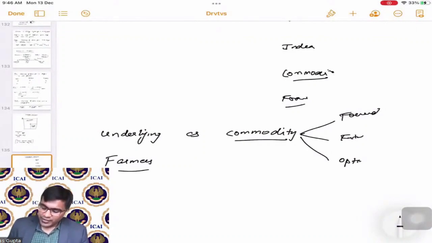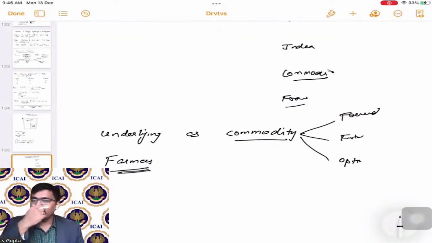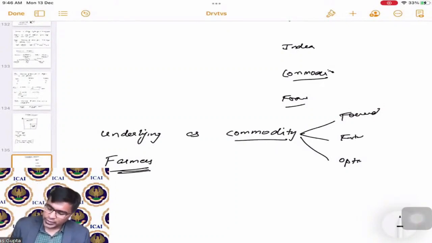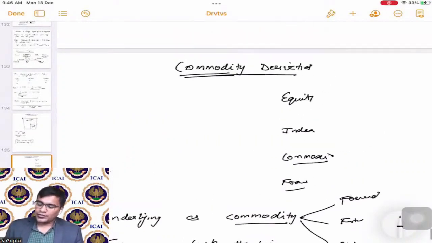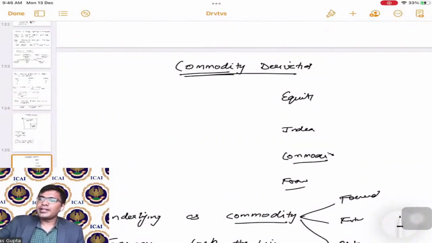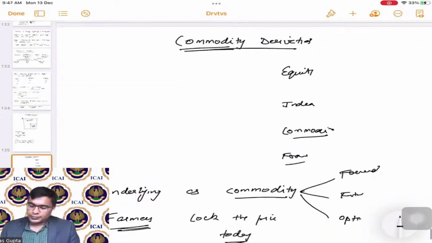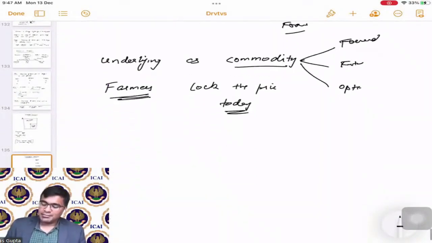But for a farmer, typically he would enter into a forward contract in which he will lock the price today only. This is what the forward contract means. Using that price, he will do the transaction after 6 months. So just to give an overview, commodity derivatives simply include the underlying as a commodity, and the main users of these commodity derivatives are actually farmers.